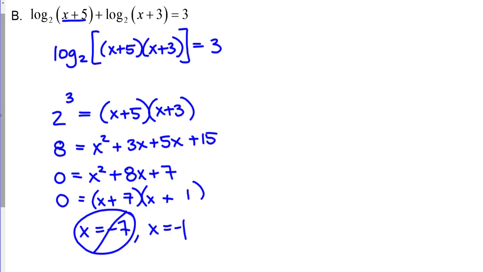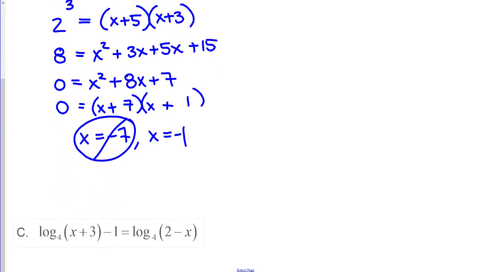All right, but if I put x equals negative 1 into this first parentheses, negative 1 plus 5 is positive 4. That's okay. Negative 1 plus 3 is positive 2. That's also okay. So negative 1 is a valid solution here. So you can have negative answers. You just have to test each one and see what the test tells you.